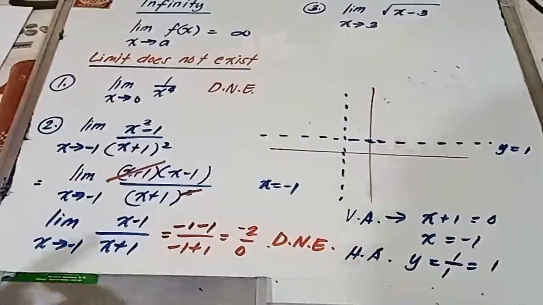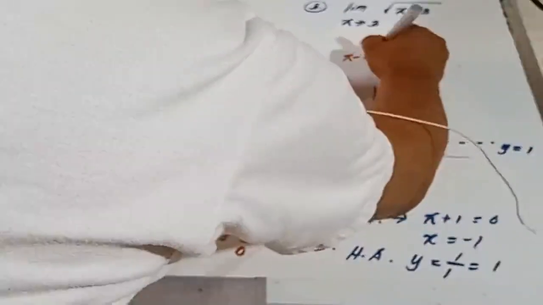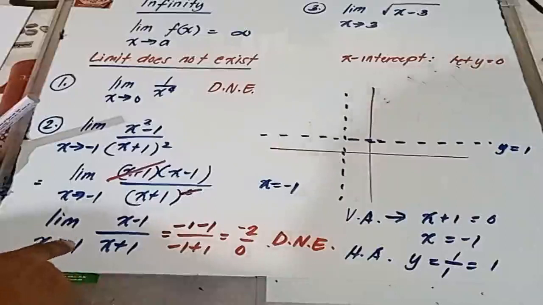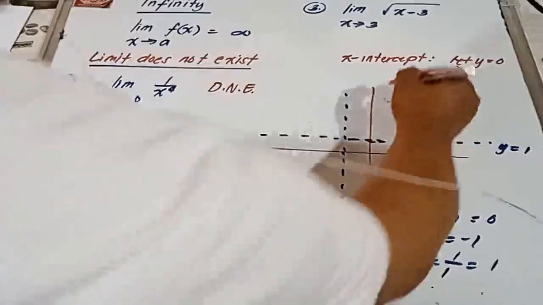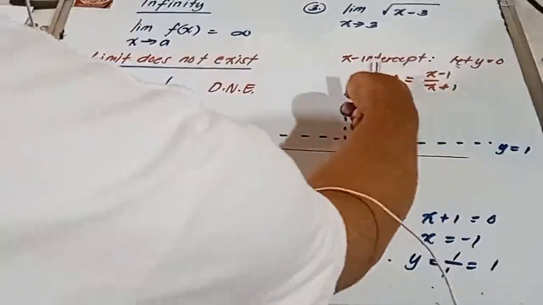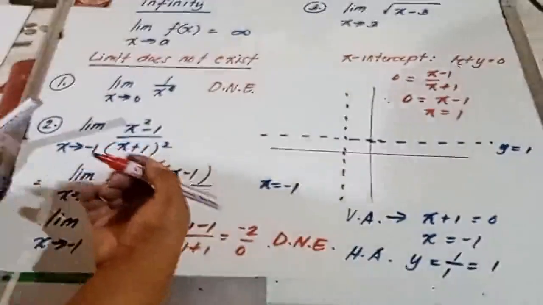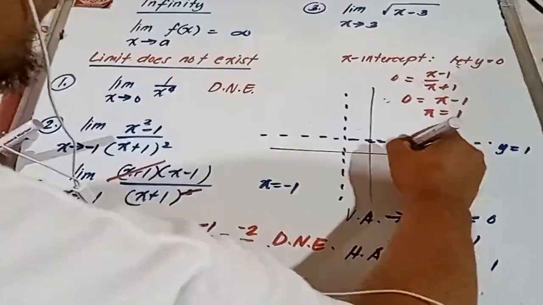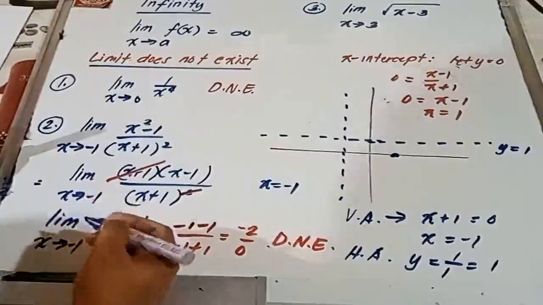Okay. What else? Kunin natin yung x-intercept. Ibig sabihin, let y equal 0. If y is equal 0, we have 0 equals x minus 1 over x plus 1. Transposing, magiging 0 equals x minus 1, therefore x equals 1. Okay. So tatama siya sa 1, 0. 1, 0 here.